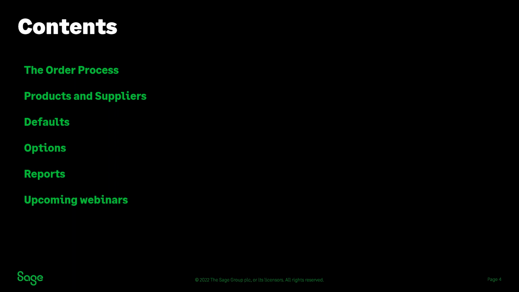We'll take a look at the default options that you've got available, and pick up on some of the other options that don't really form part of that order process, but almost do as well. We'll look at some of the options because you've got quite a big toolbar in the purchase orders ledger.